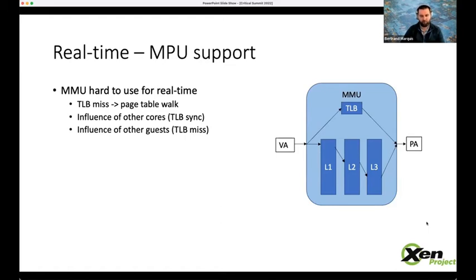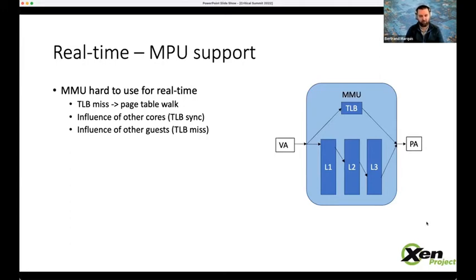Another area we are working on is MPU support. Before explaining what MPU is, let's refresh our knowledge on what an MMU is. So the MMU is used to translate virtual addresses to physical addresses and also limit the accessible addresses of an application or a guest. To translate, we use page tables, which give for a virtual address the physical address. Those are stored in memory. The CPU has TLBs, which are kind of a cache to prevent going through the page table on all accesses.